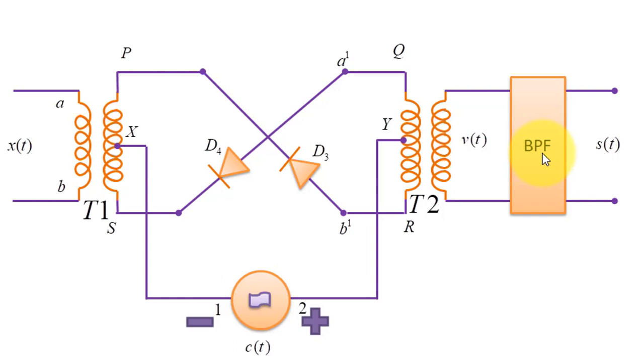So when we pass that signal through the band pass filter, we will get our DSB-SC signal as an output. So how? Let us understand it with some description.